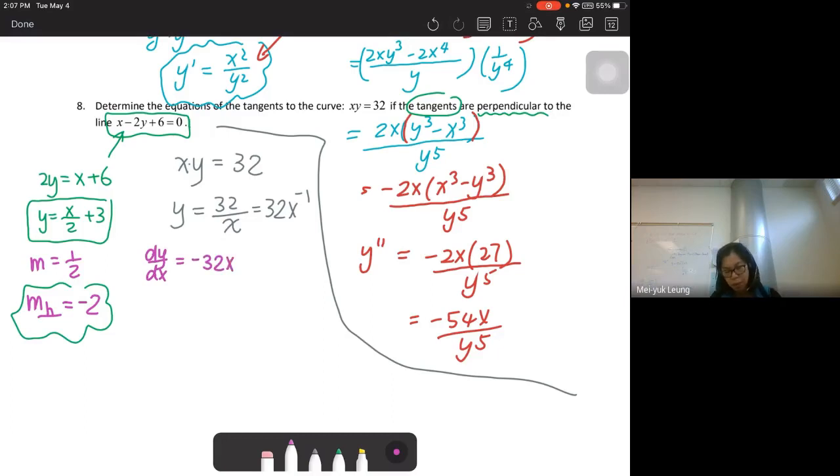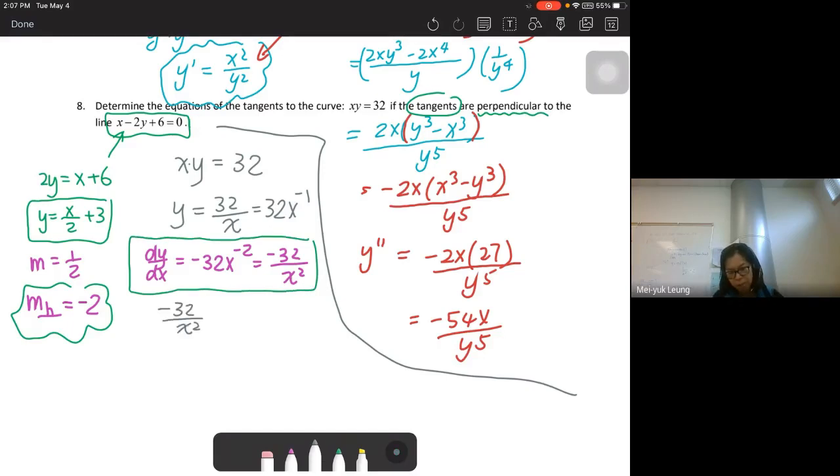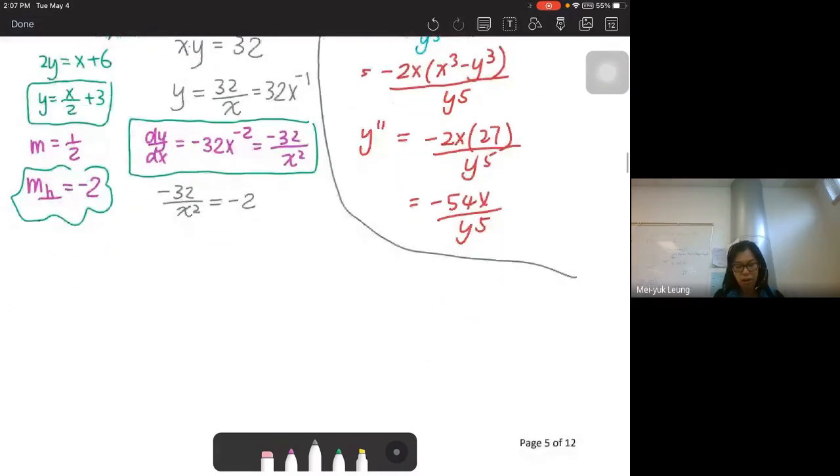-32 times x to the power of -2. So that means -32 divided by x squared. Okay, and now we know that the slope of the tangent line must be equal to -2. So I'm going to solve for x by making the slope equal to -2, like that. All right, so now we can solve for x squared, cross multiplying the x squared to the other side, and then we have 32 divided by 2 is 16, and that means x is equal to plus or minus 4.